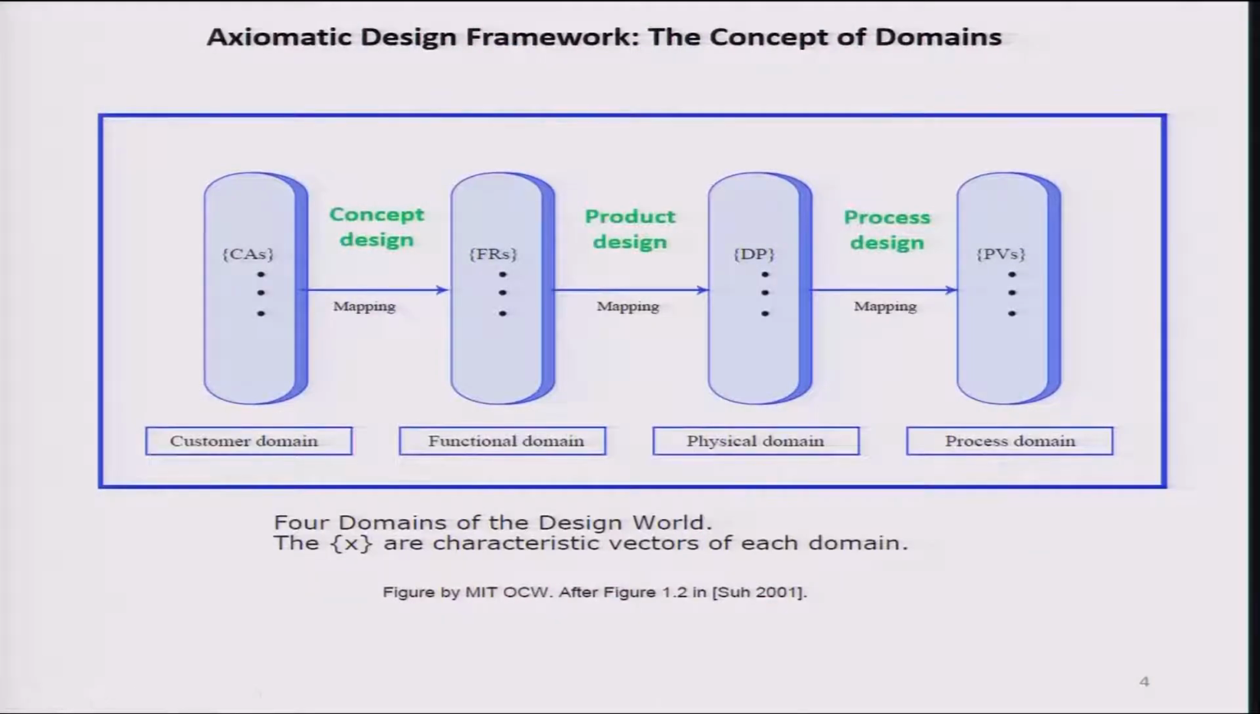Now, so what is the axiomatic design framework? Here you can see that in general the axiomatic design framework consists of 4 domains. First one is customer domain, second one is functional domain, third one is physical domain, fourth one is process domain. Okay. So I will explain each one in brief. Okay. So customer domain, this domain relates to consumer attributes.